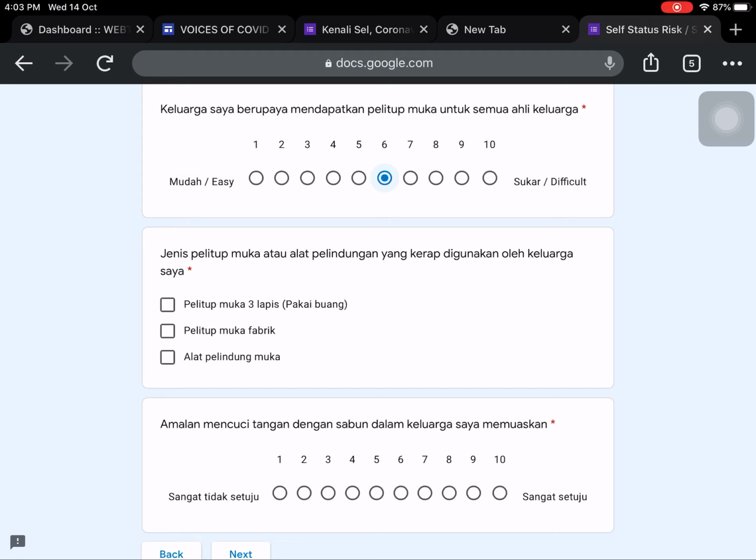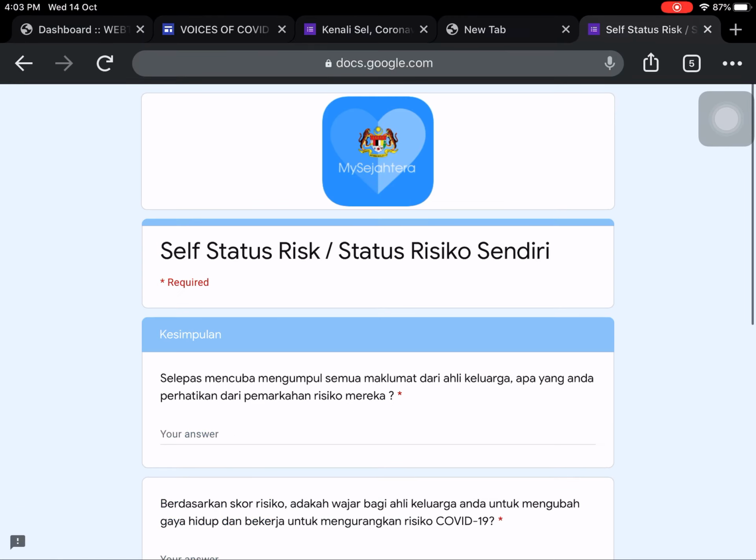It's very easy for my family to get the mask. If you don't understand the language, don't be embarrassed or shy to ask in the WhatsApp group, or you can WhatsApp me personally, okay? If you're confused with the question.